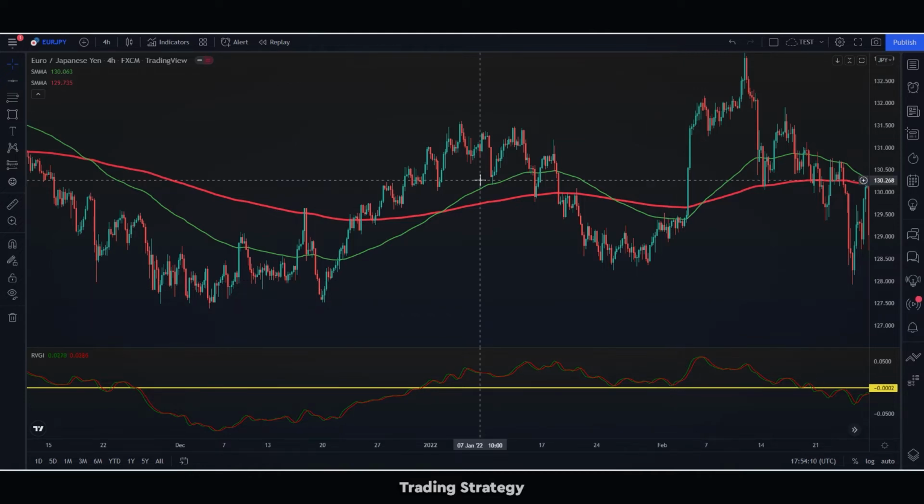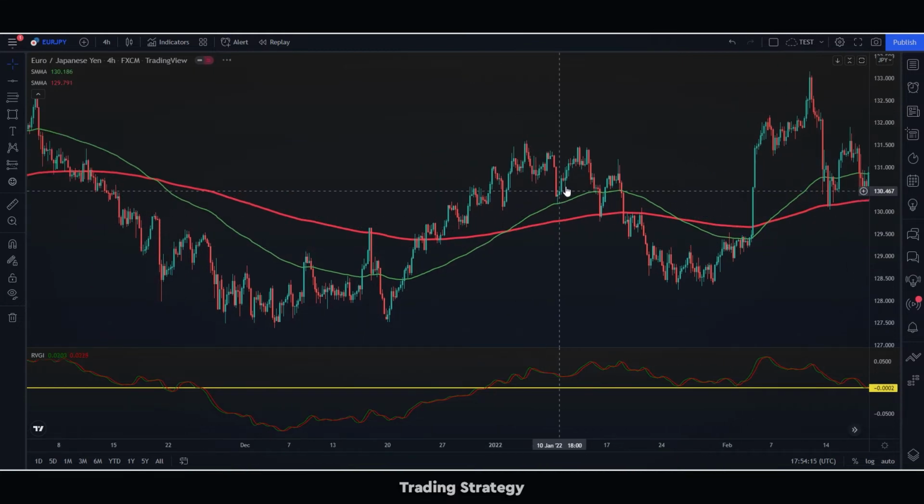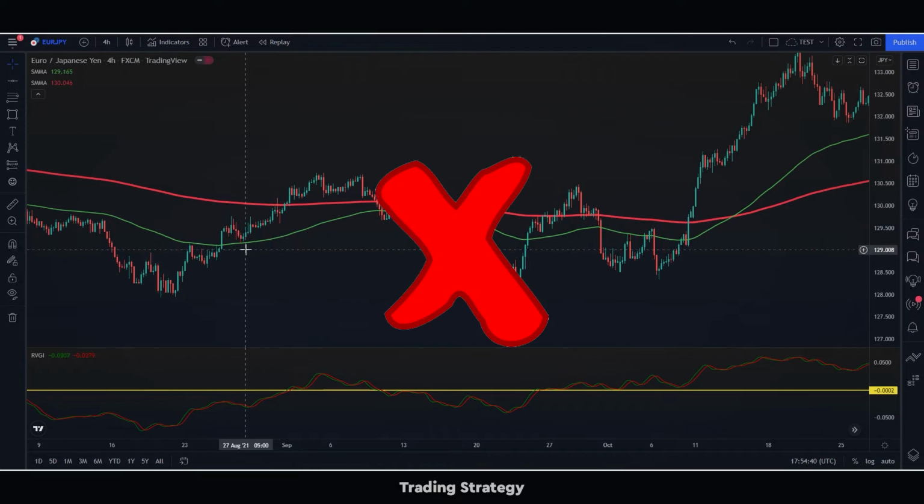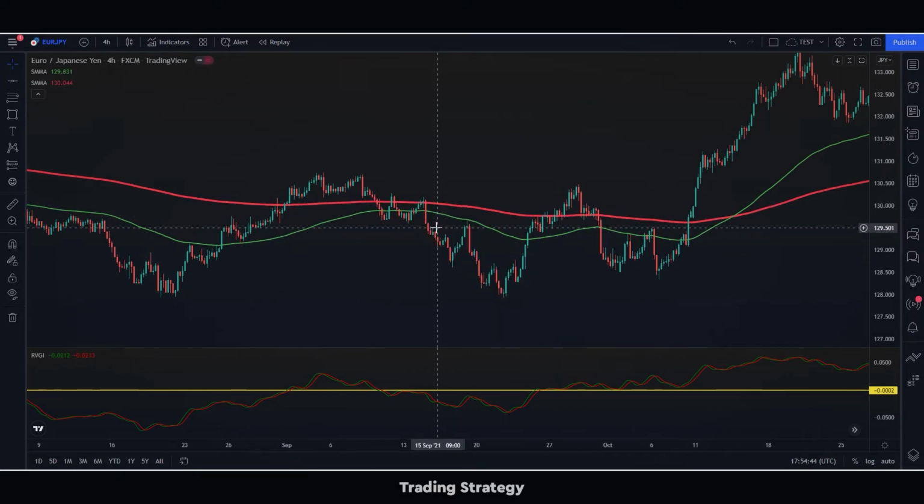If the 50-period moving average is above the 162-period moving average and the price is above both of these, the currency pair is in an uptrend. If the 50-period moving average is below the 162-period moving average and the price is below both of these, then the currency pair is in a downtrend. If the price moves between the two moving averages, the pair is in range, and we will not take trades.